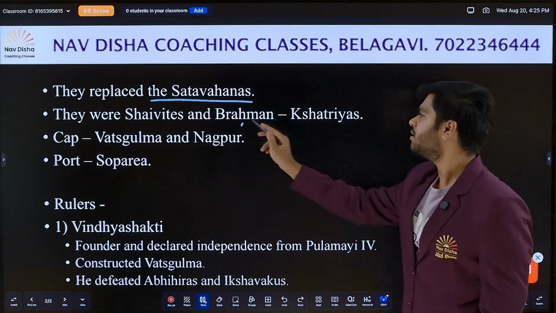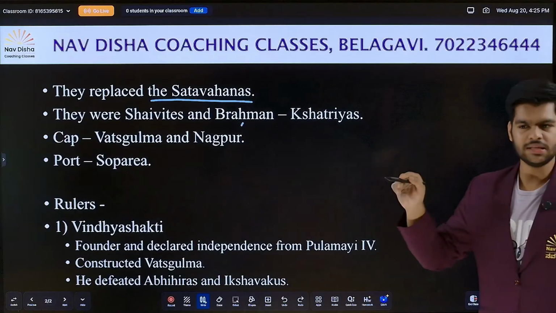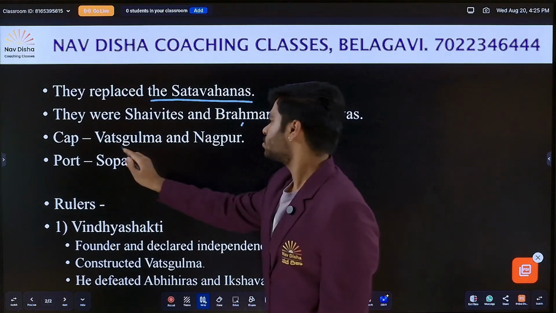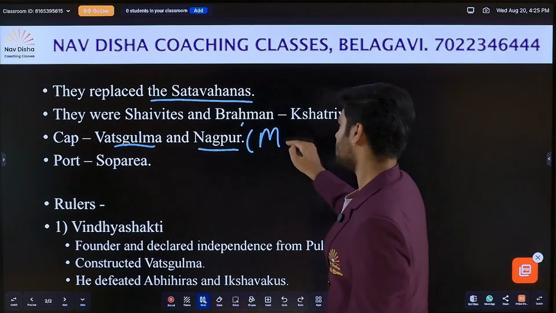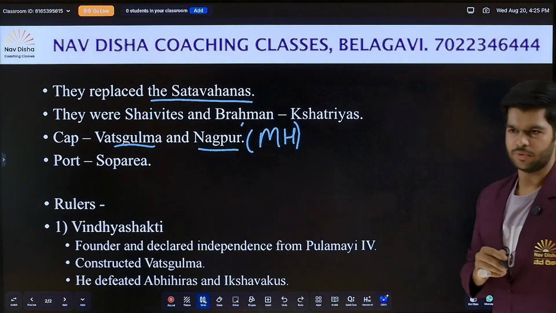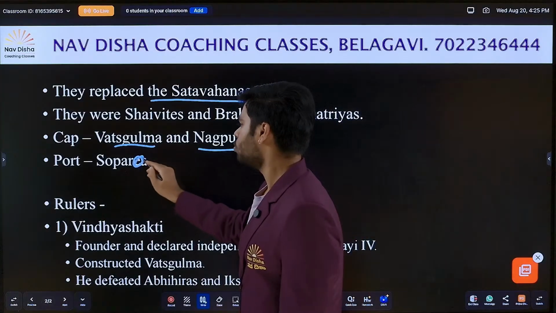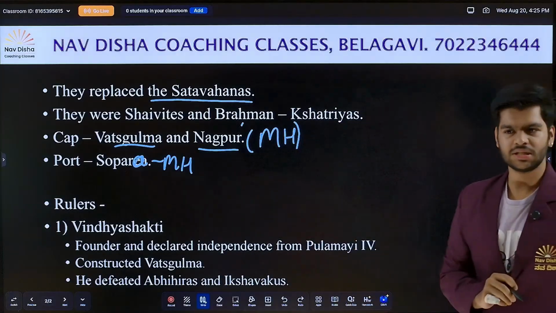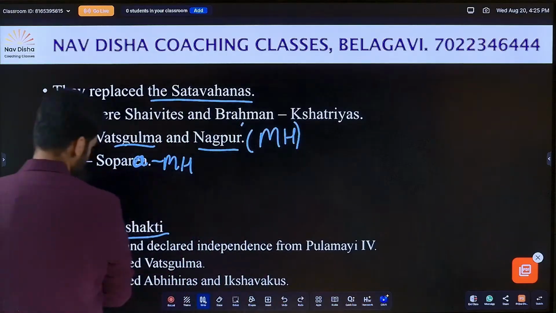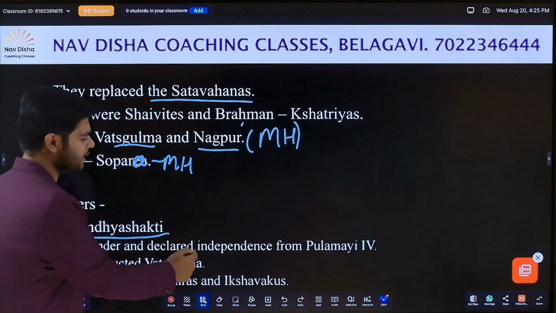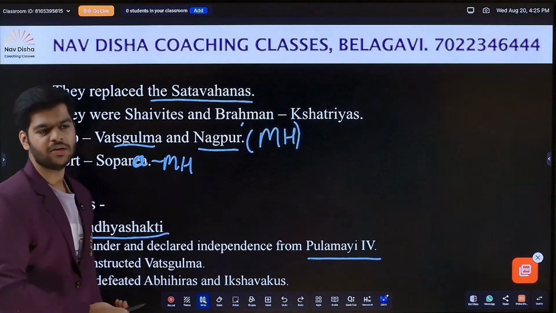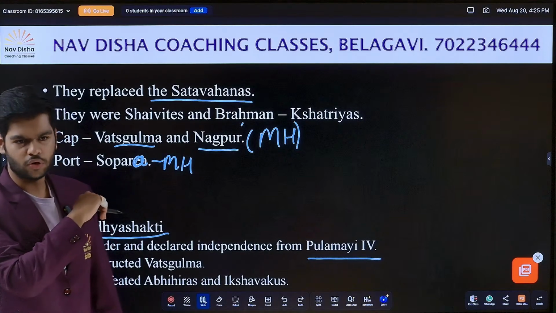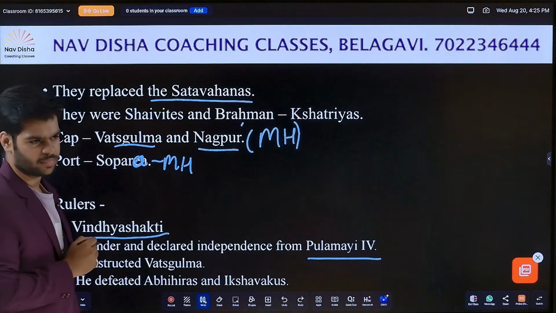They were Shaivites and Brahman Kshatriyas, means they were Brahmans also and Kshatriyas also. Capital Vatsgulma and Nagpur, both are in Maharashtra. Port Sopara, again in Maharashtra, only one port. Rulers: the first king was Vindhya Shakti, the founder, who declared independence from Pulamai IV. Remember, the last king of the Satavahanas was Pulamai IV.